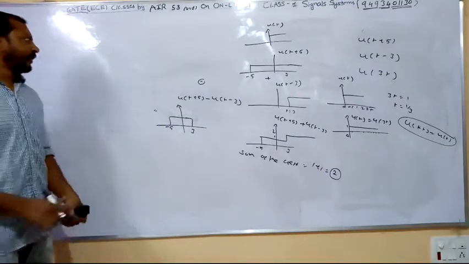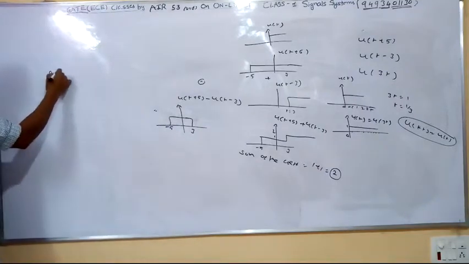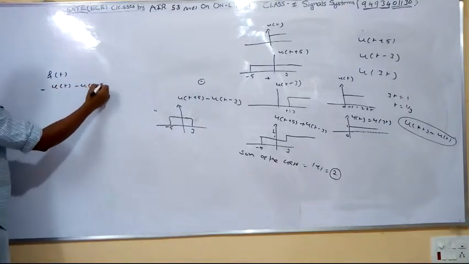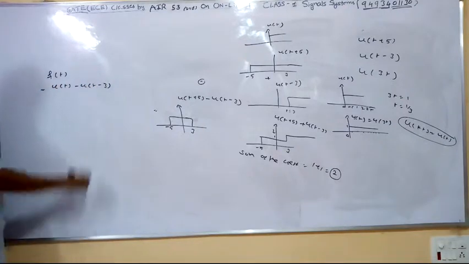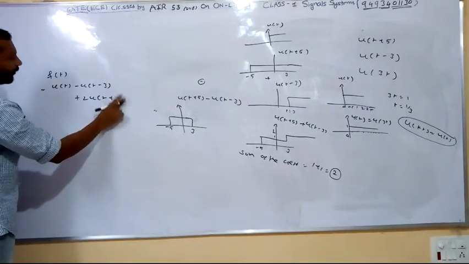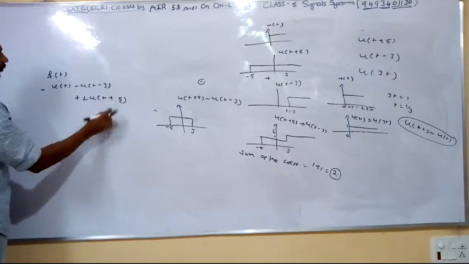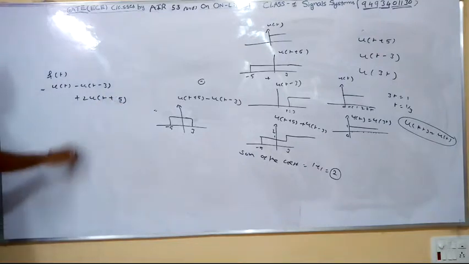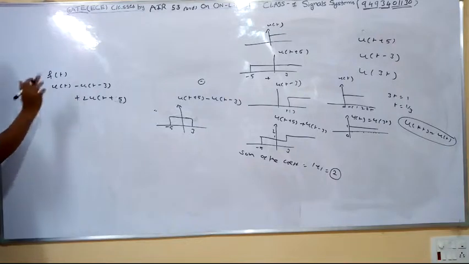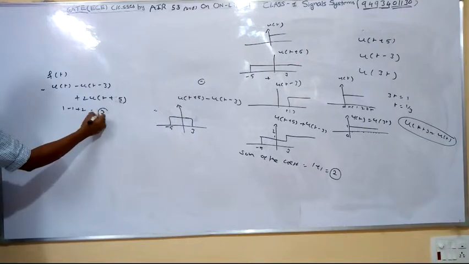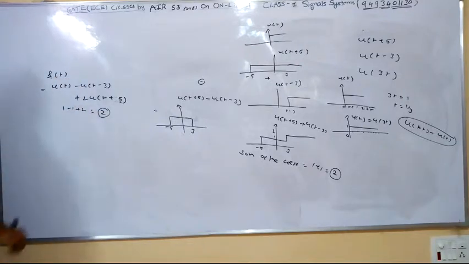Suppose a signal is given, f of t equal to u of t minus 3 plus 2 into u of t plus 3 plus 2 into u of t plus 5. Then what is the final value of the signal? If they ask you, the final value of the signal is equal to 2 plus 1 minus 3, 2 plus 1 minus 2, 1 minus 1 plus 2, which is equal to 2. The final value of the signal, that we will see.